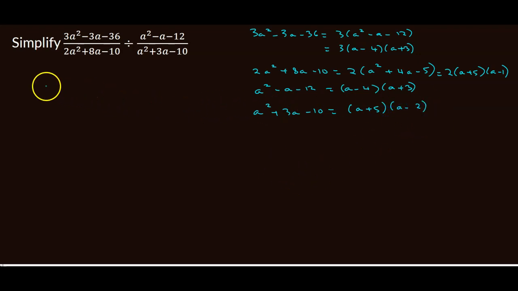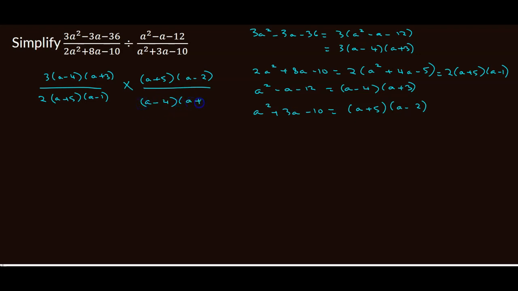So let's go ahead and replace them. I'm going to make this a multiplication over here because we're going to switch it around. So this is going to be 3, a minus 4, a plus 3, divided by 2, a plus 5, a minus 1. And now we're going to do a flip on the right hand side. So we're going to have a plus 5 and then a minus 2 over a minus 4, a plus 3. So now we've done the flip.